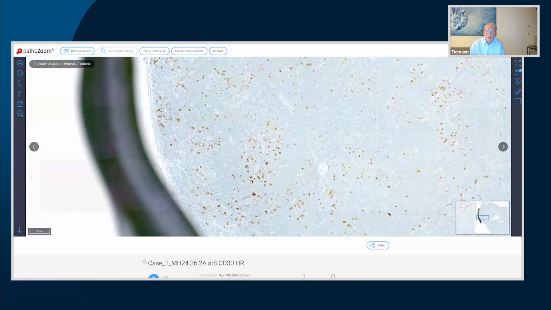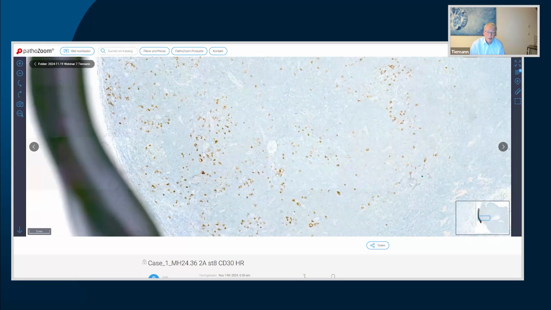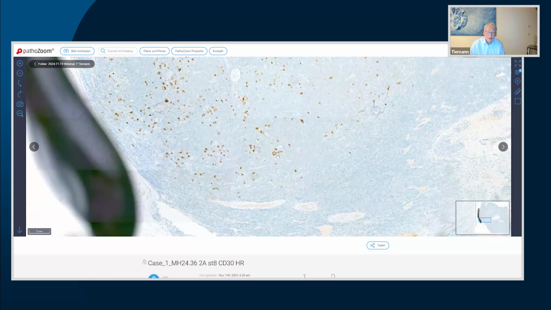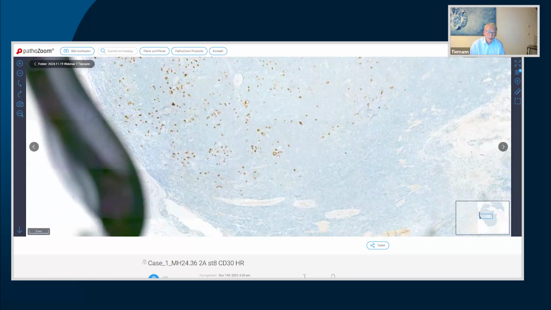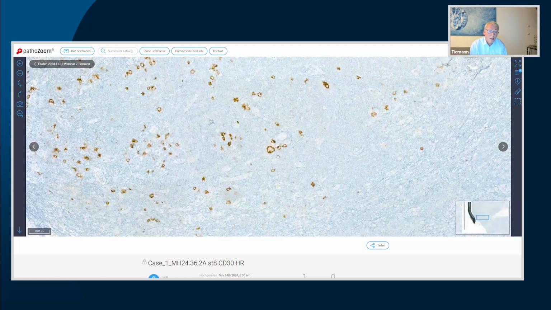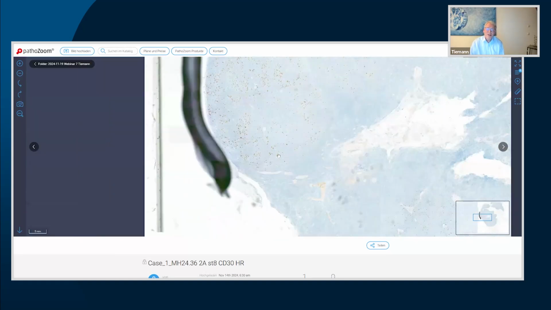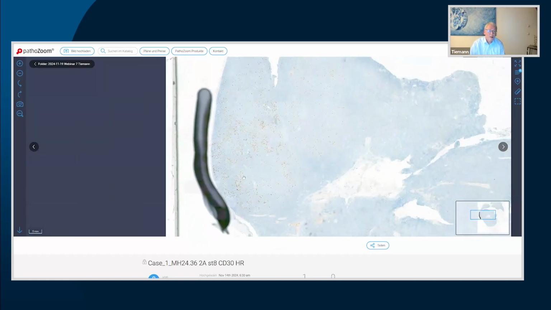Okay, so this is a different pattern and a combination. It seems to be a combination. So is this CLL with Hodgkin cells, or is it a combination of Hodgkin's and CLL, or how would you call this? Okay, and then we go back.